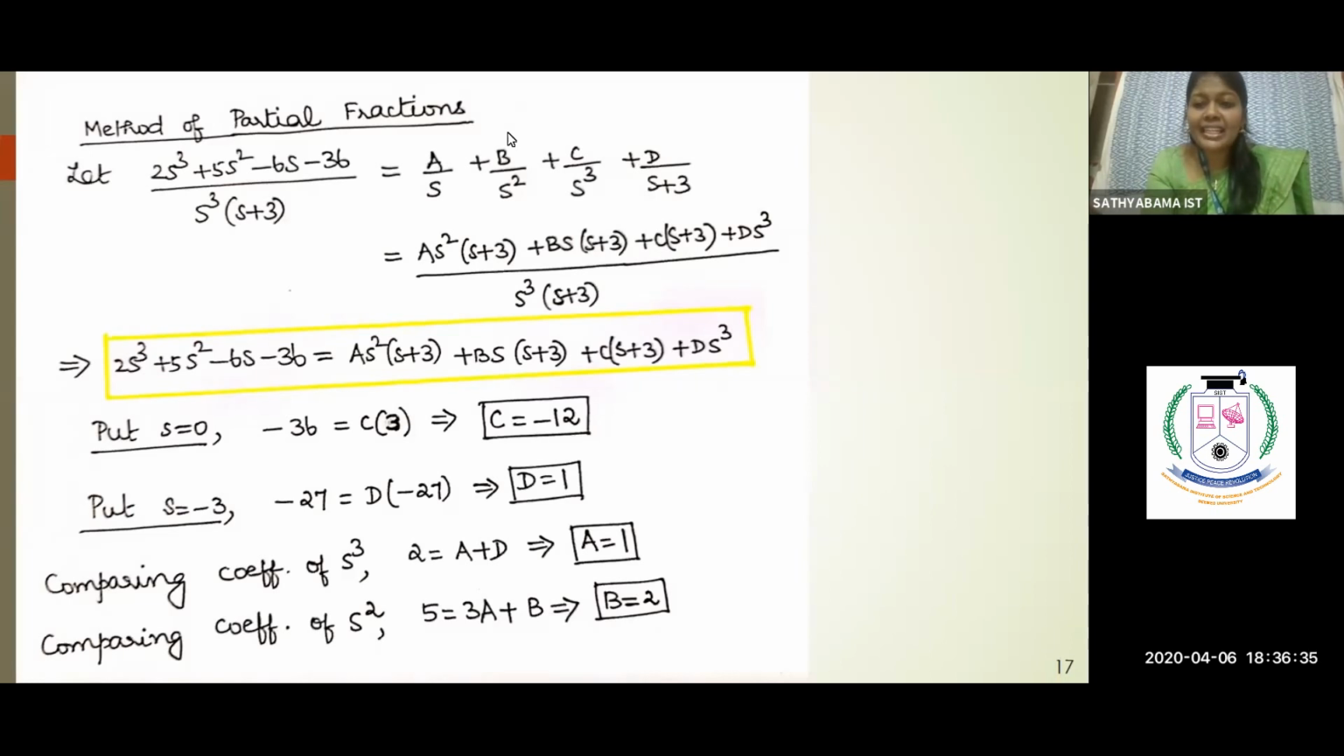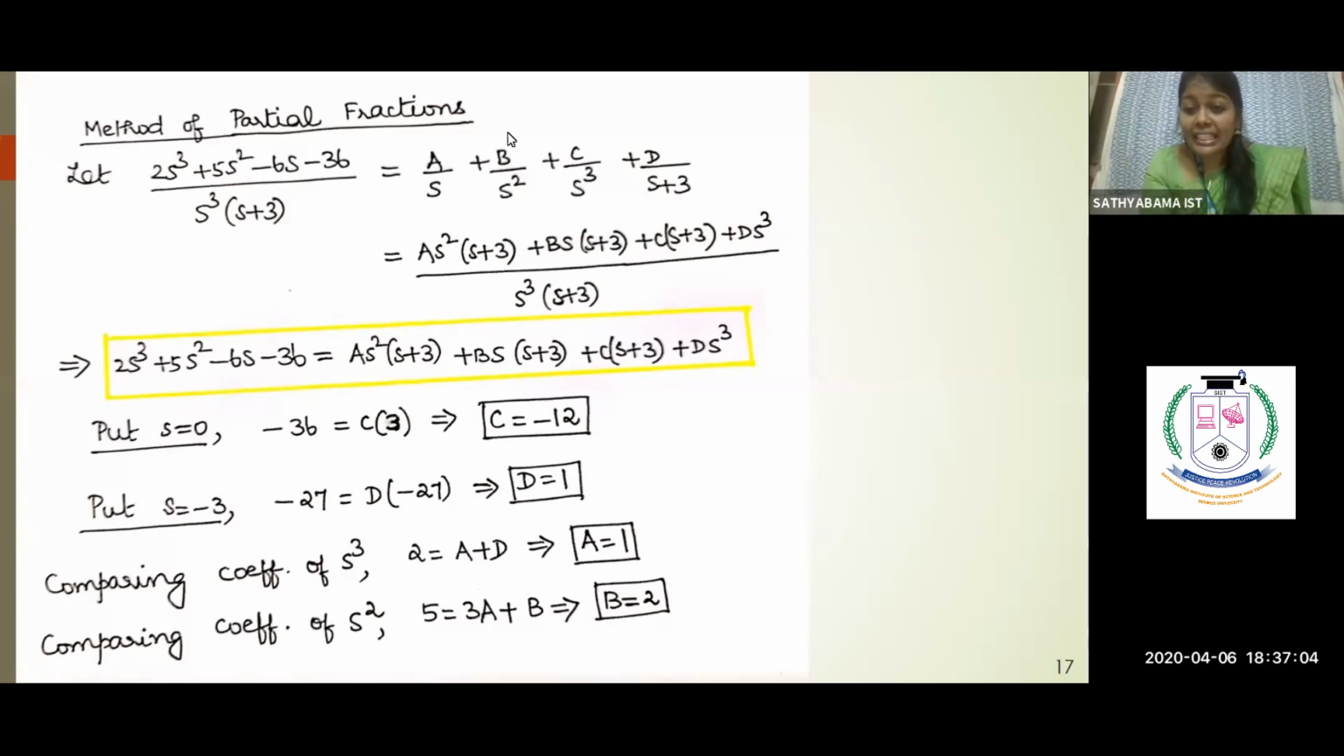Next, what did I say? I said put S equal to minus 3. Why? Because S plus 3 is a factor. So when you put S equal to minus 3, what will you get? On the left hand side, you're getting minus 27. On the right hand side, the A term will become 0, the B term will become 0, C also will become 0. Only D will exist. So D into minus 3 the whole cube, which is minus 27. So what is D? D is 1. So I found C and D.